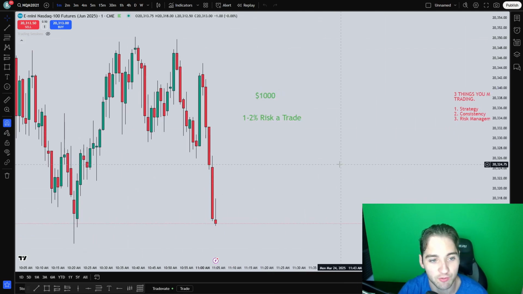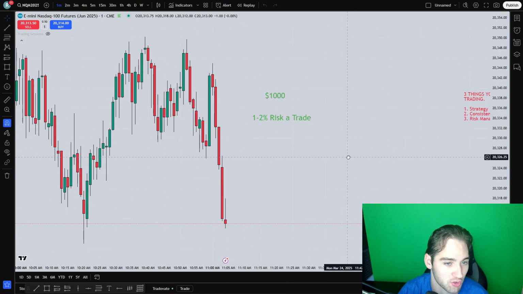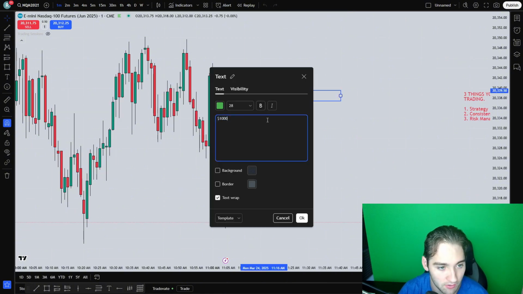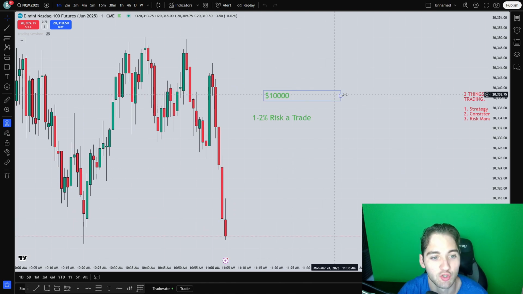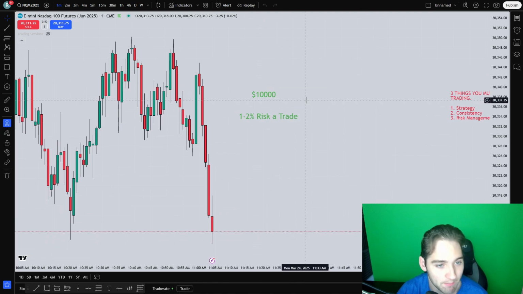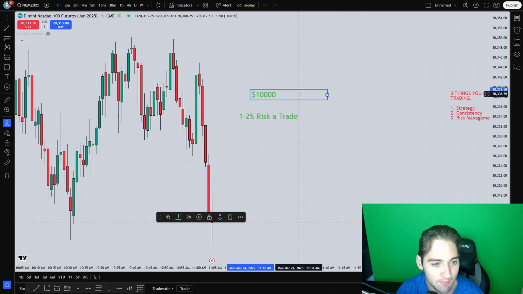With a $1,000 account balance, how much can you risk? Well, you could risk $20 a trade. If you have a $10,000 account balance, you could risk $200 a trade maximum. Get it? Pretty simple.